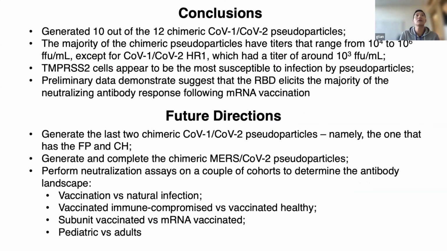So here we've generated 10 out of the 12 chimerics. The majority of the chimeric pseudoparticles have titers around 10 to the 4 to 10 to the 6, except for the one that's HR1, which had a titer of around 10 to the 3rd. Temperus HAC2 cells appear to be most susceptible to infection by these pseudotypes. And preliminary data suggests the RBD elicits the majority of the neutralizing antibodies following mRNA vaccination. So this is not too surprising.